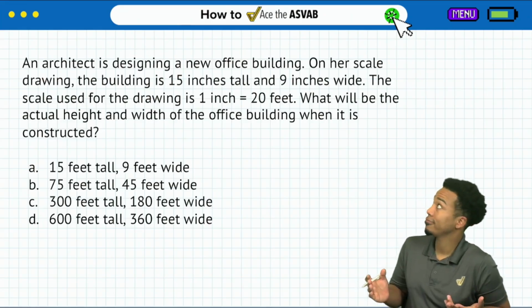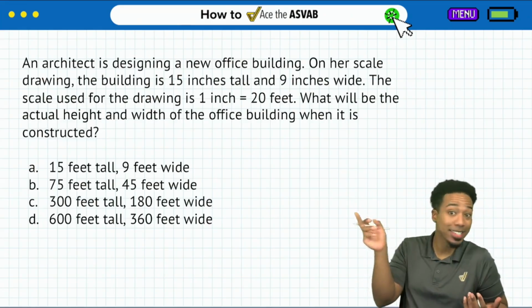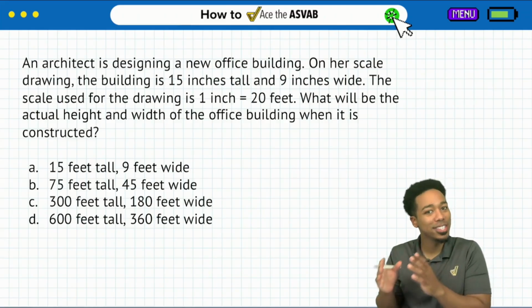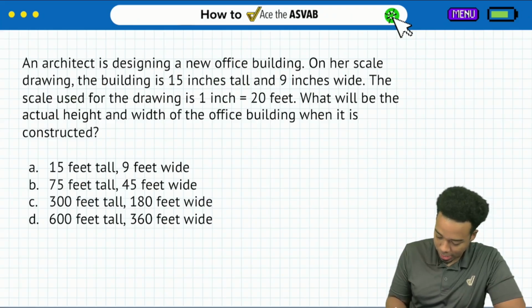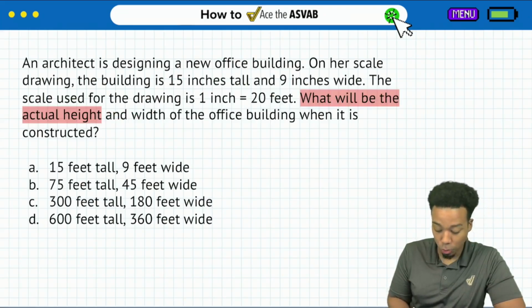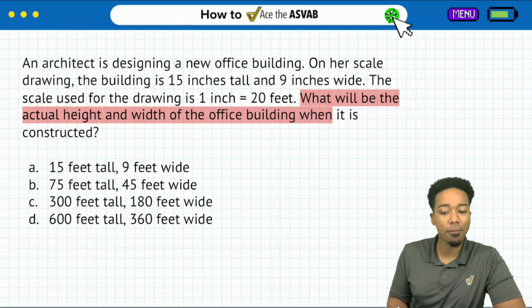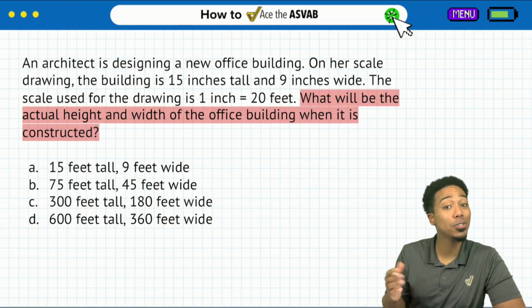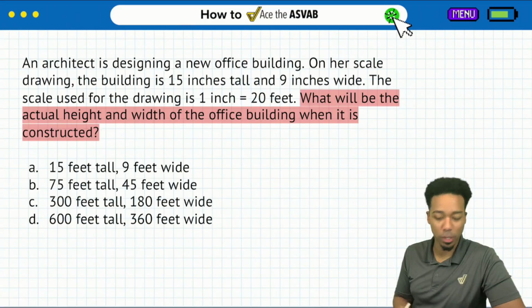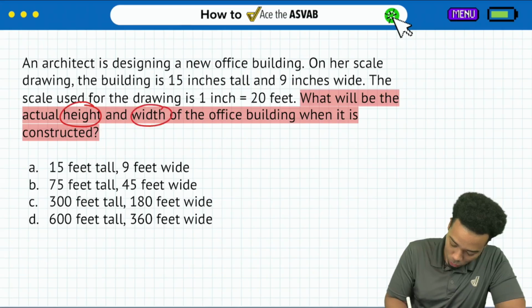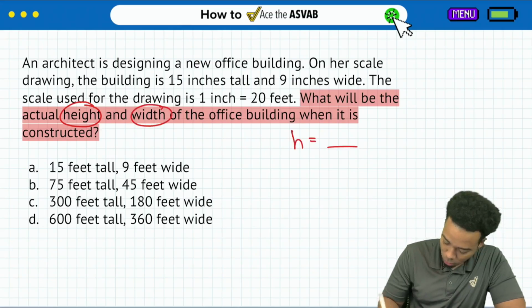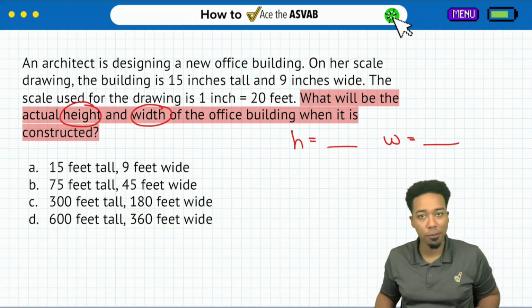First things first, read the question, not the entire problem, read the question sentence. So that's what we're going to do first. We're going to go right over here, and it says, what will be the actual height and width of the office building when it is constructed? That right there is the question. So what we want, my party people, is the height and width. So h equals blank, and then width equals blank. That's what we're trying to figure out.